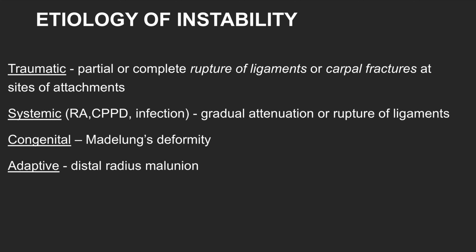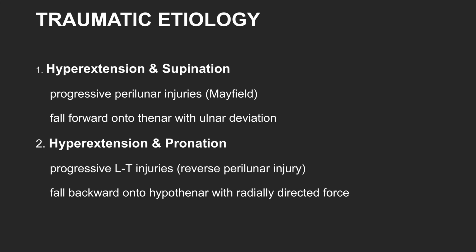So the etiology of the instability can be traumatic, such as a complete or partial rupture of a ligament. Systemic, we talked about, things like rheumatoid arthritis, infection. Congenital, another example would be Madelung's, and adaptive after distal radius instability. Traumatic is what we typically see, and this traumatic instability can be caused by hyperextension and supination injury to the wrist, which is the typical fallen outstretched hand pattern.